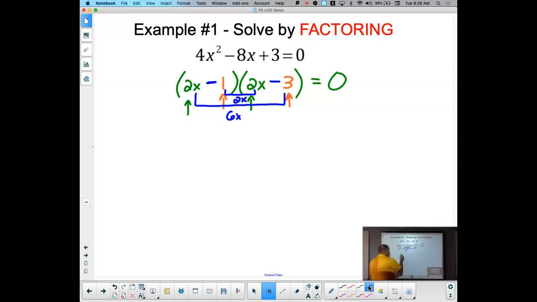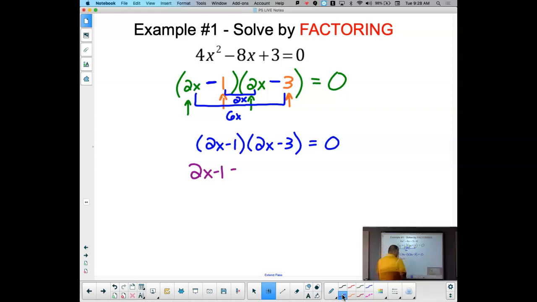Okay? So this really then is, now let me get rid of all of this writing, 2x minus 1 and 2x minus 3 equaling 0. Once I have it in factored form, then I can take that and divide it up, and I can say 2x minus 1 equals 0, and 2x minus 3 equals 0.